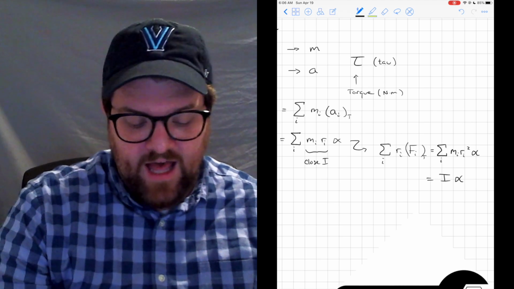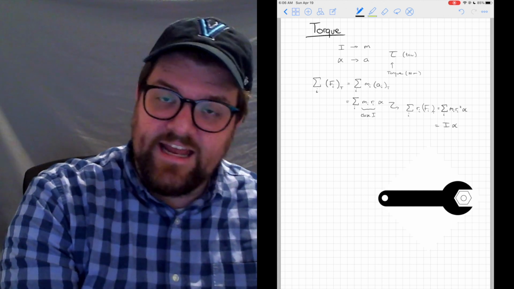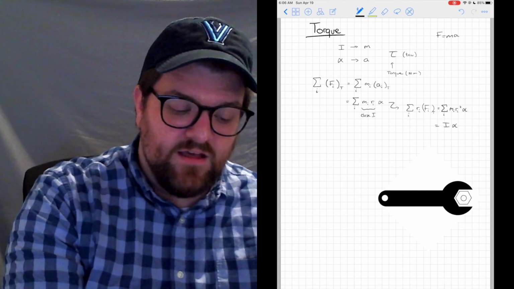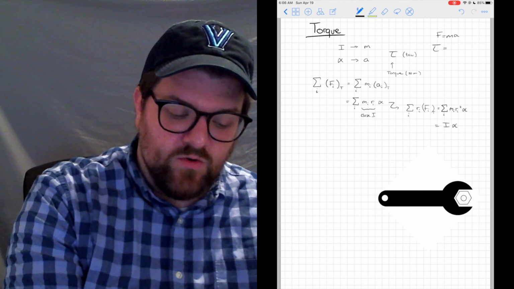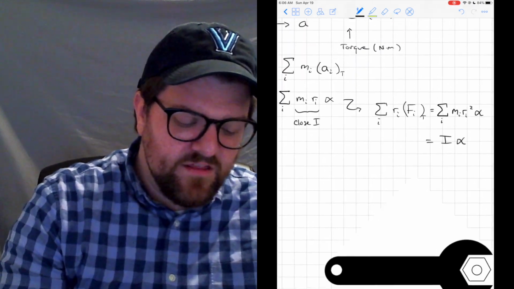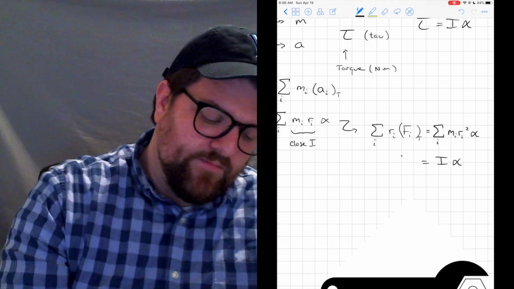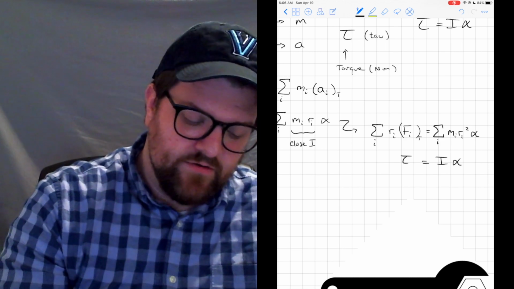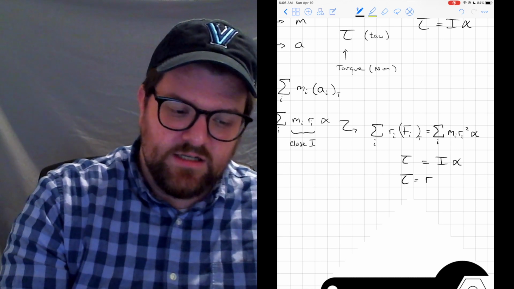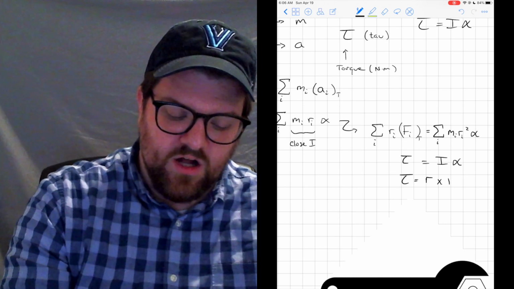And again, if we think about I and alpha as corollaries to m and a, F equals ma, well, that means that torque would equal I alpha. It's almost just a substitution at this point. But the big thing is that I need to modify the force. How do I modify that force? We're calling it torque, so torque has to be equal to r times F, but it's not just r times F, it's actually going to be r cross F.